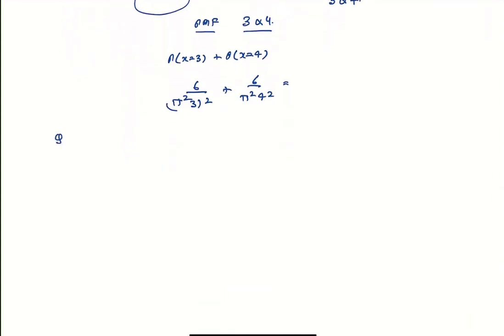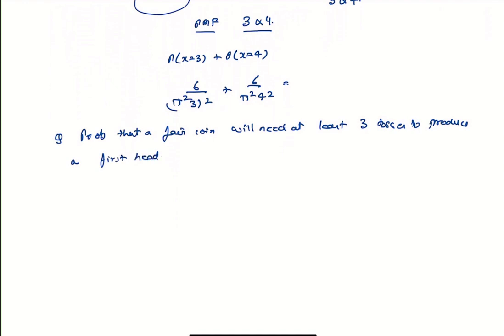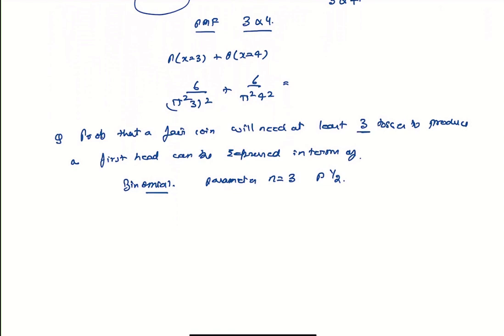Now another question can be: the probability that a fair coin will need at least 3 tosses to produce a first head can be expressed in terms of binomial with parameters n equal to 3 and probability of half, because we know that there are 3 tosses, so n is 3, and what is the probability of head in 3 tosses.